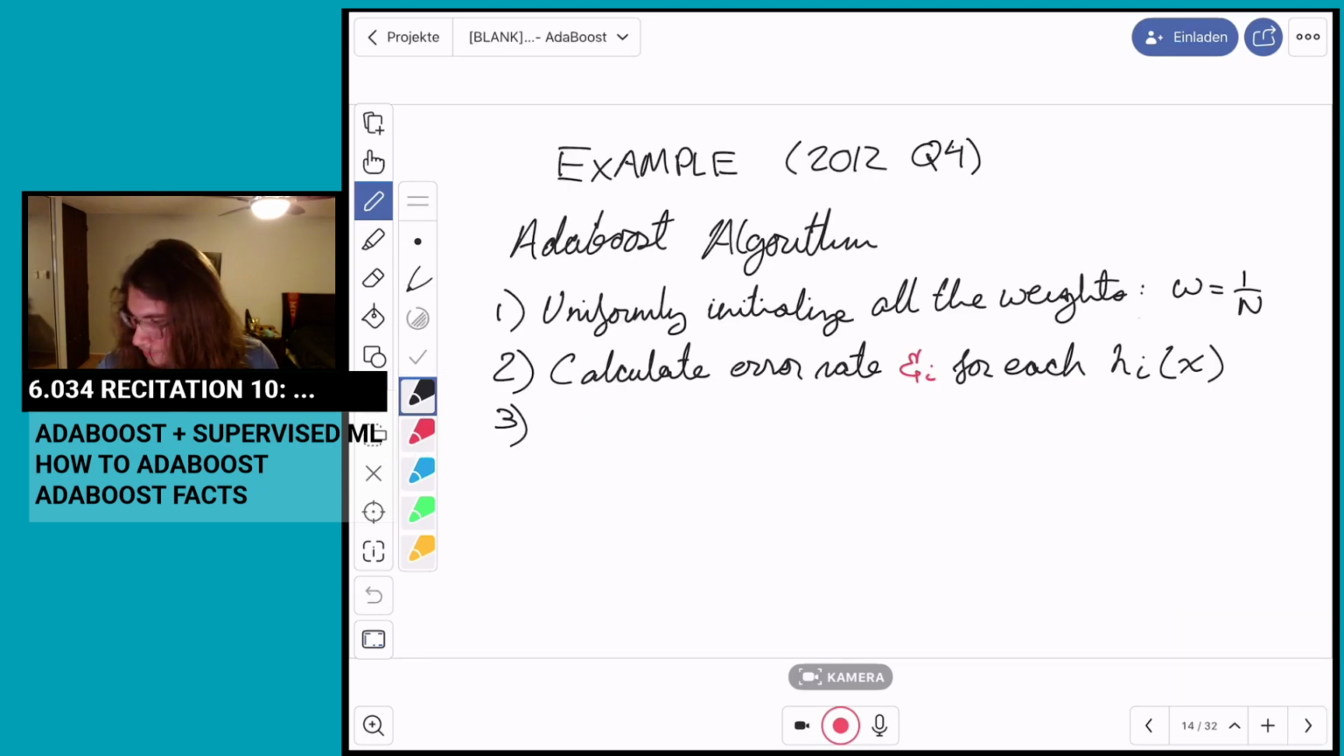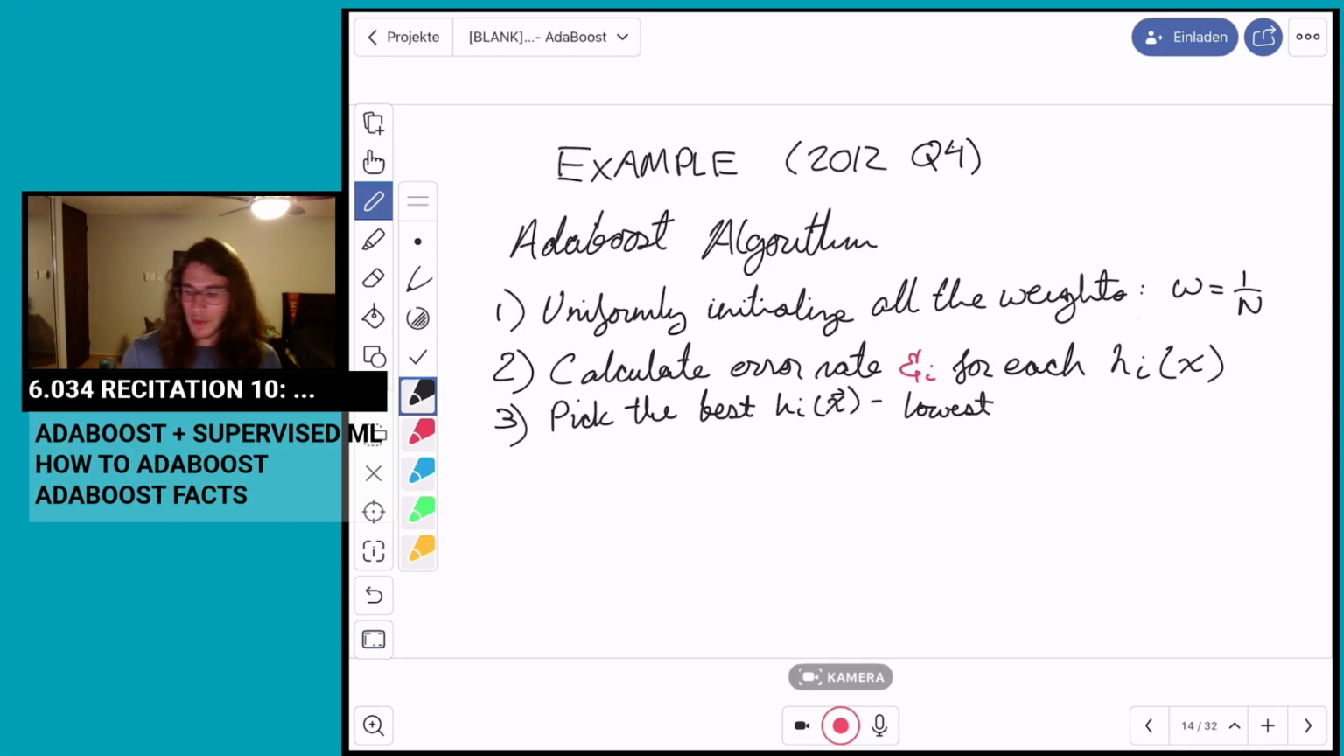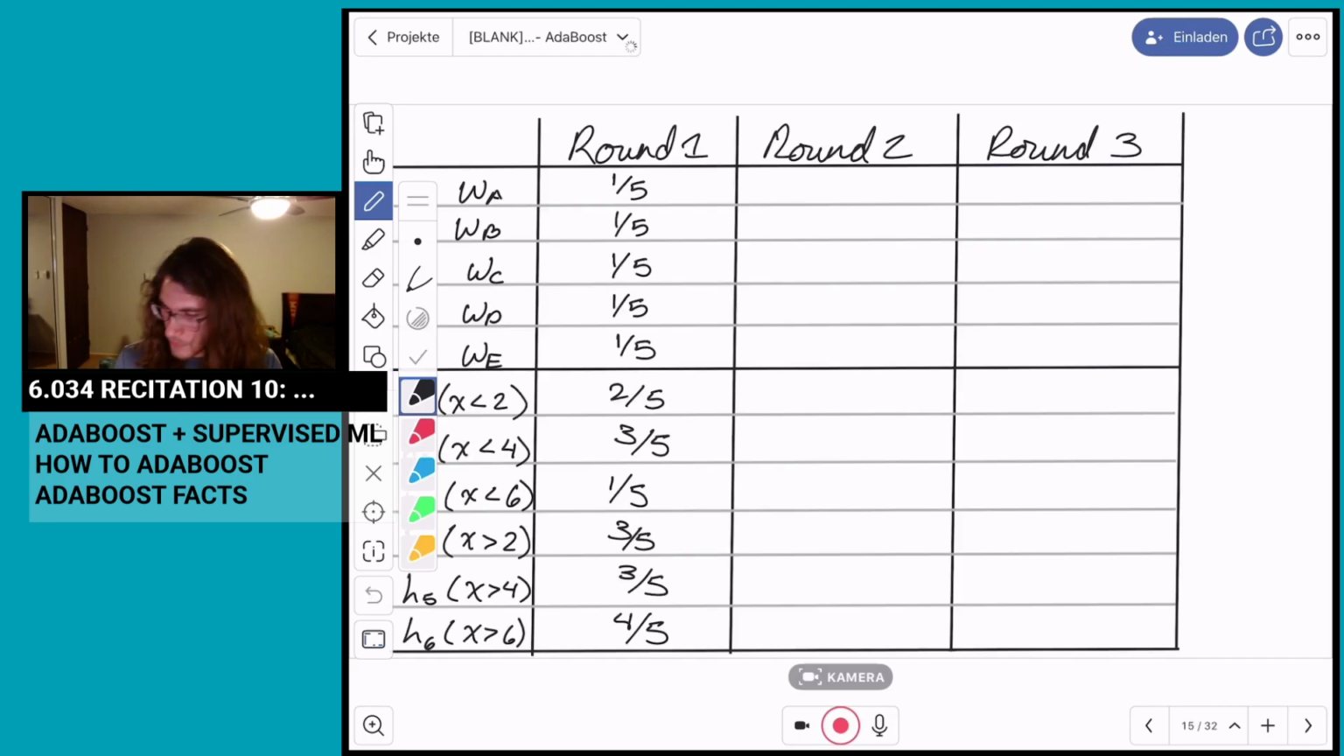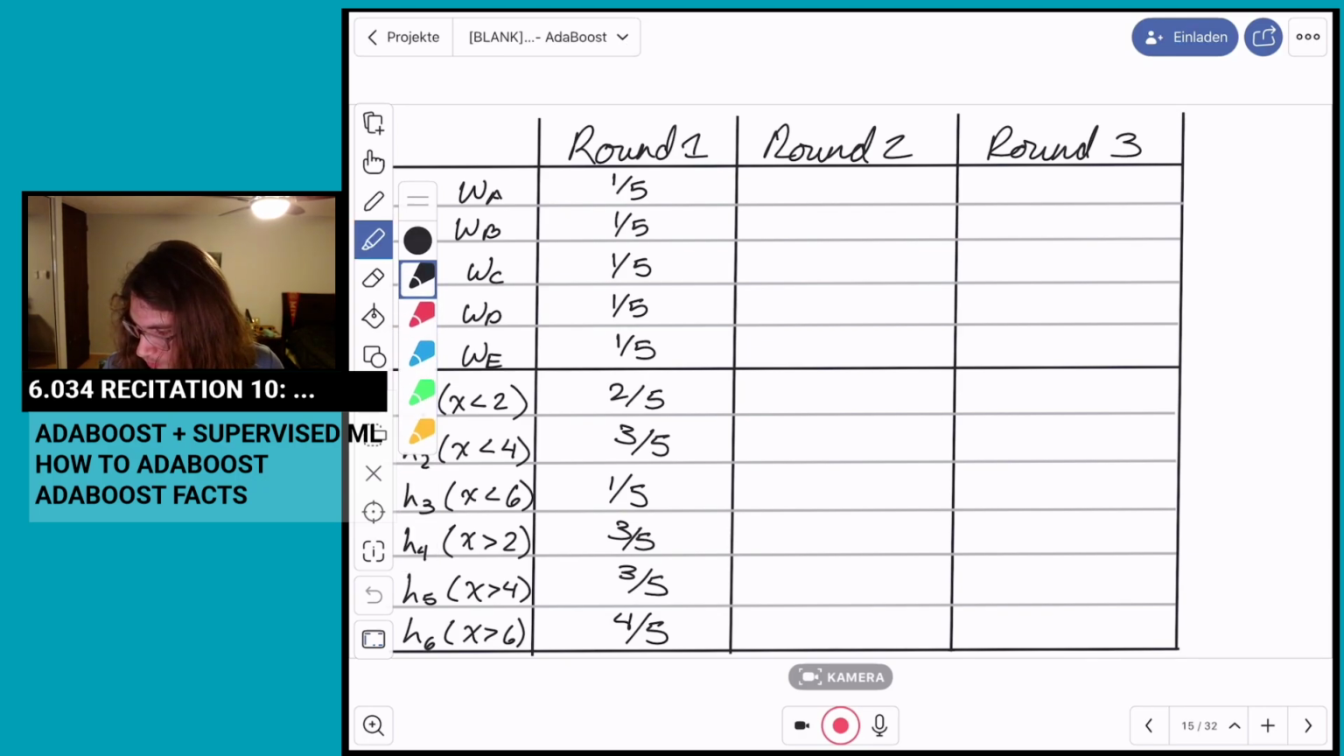What's next? And you've probably guessed it, we need to pick the best h_i of x, in other words, the one that has the lowest error rate. In this example, I think it bears mentioning that I'm going for minimum epsilon instead of maximum 1/2 minus epsilon. So I'm not going for this, I'm going for the minimum: lowest epsilon_i, or the error rate. This is going to be my h star, h sub i star from earlier. So I need to go ahead and pick. I'm just going to symbolize the pick by highlighting the best classifier, which is 1/5.